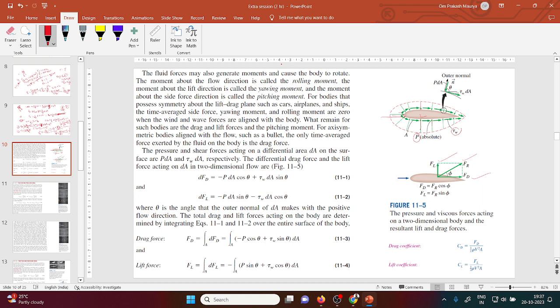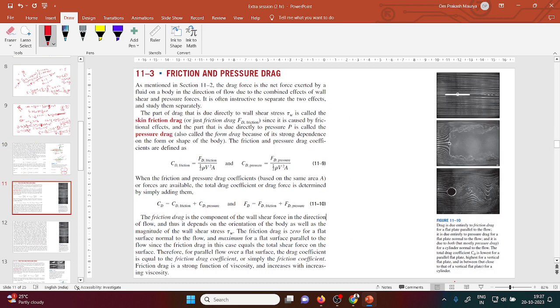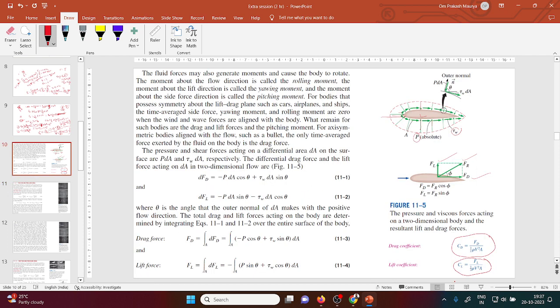So this is the drag formula, if you take the drag coefficient. This formula will be utilized in the coming questions. The lift force has the lift coefficient, and the drag force has the drag coefficient, right?